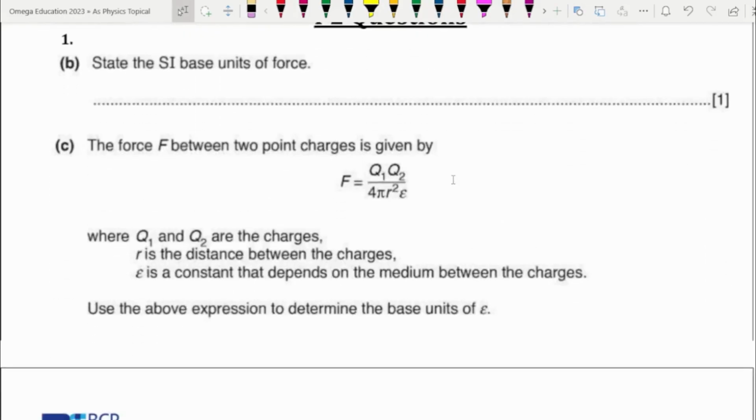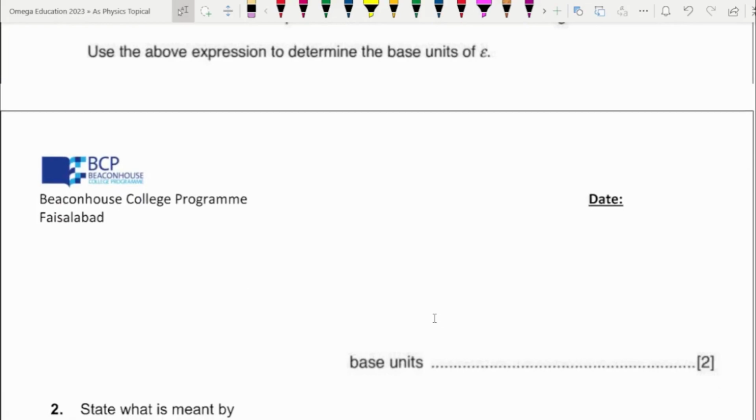Let's take a look at the next one. What is the SI base unit of force? kg m s^-2. F equals ma, but you've got to memorize this one once again. Then we need to find the base units of epsilon. Use the above expression to determine the base units of epsilon.